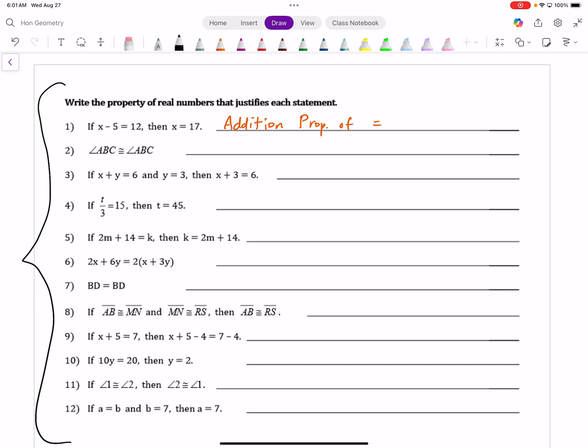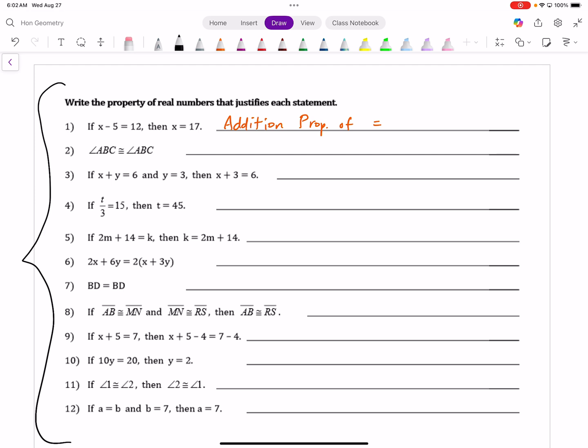So basically, it's all the stuff that you've already known. It's just you're going to have to give a legitimate reason for why you're doing what you're doing, besides just add 5 to both sides. Like there's a name for that. It's the addition property of equality. I can add the same amount to both sides of an equation, and both sides of that new equation will still be equal.